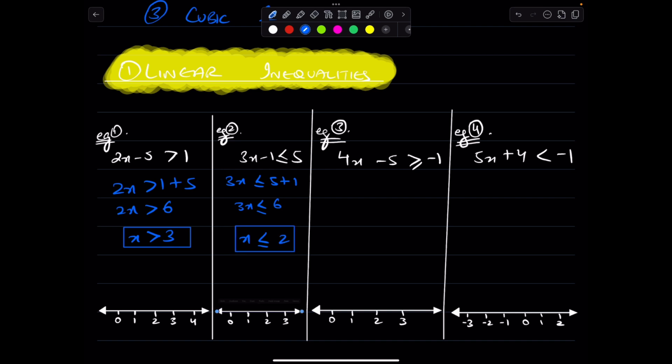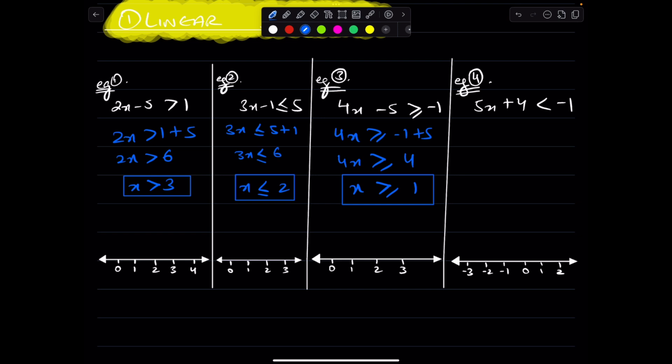In example 3, we'll take 5 on the other side. So we'll be left with minus 1 plus 5 and 4x is greater than equals to 4. Thus x is greater than equals to 1. And in example 4, we have 5x is less than minus 1 minus 4. So we have 5x is less than minus 5 and x is less than minus 1.